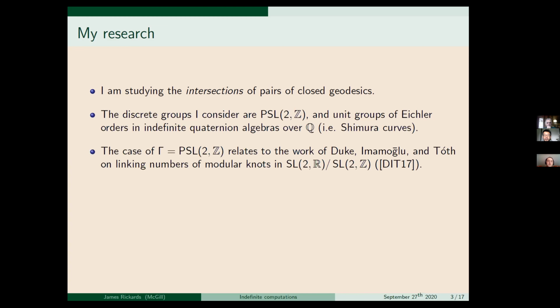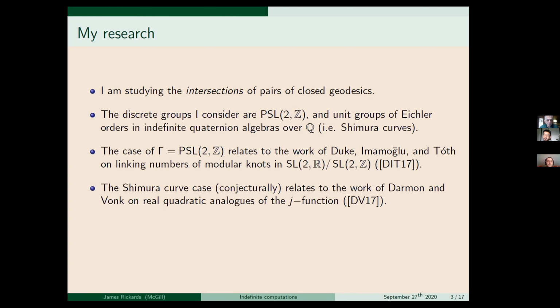So, some background on why this might be interesting. For PSL2Z, this work relates to work by Duke, Imamoglu, and Toth three years ago on the linking number of some modular knots in SL2R quotient by SL2Z. And the case of Shimura curves is conjecturally related to some work of Darmon and Vonk on real quadratic analogs of the J function. This is something I will come back to on a later slide.